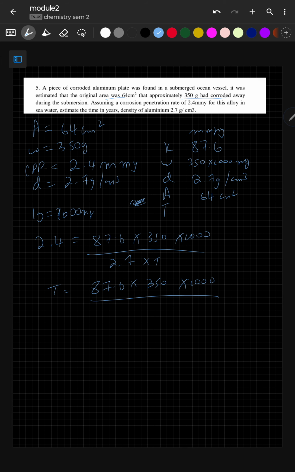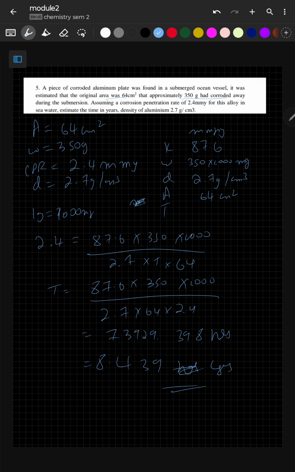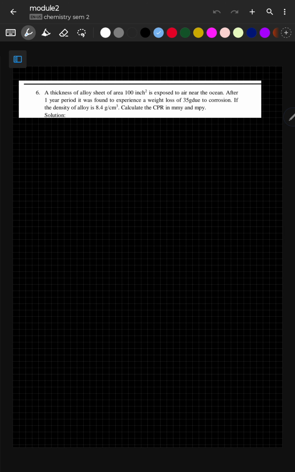I have taken density, I have taken time, I have not taken area. 2.7 into 64 into 2.4. Okay. 87.6 into 350 into 1000 divided by 2.7 into 64 into 2.4. Then I will get time as 73929.398 hours. So I convert this into years by dividing it by 365 into 24. Then I will get it as 8.439 years. Okay, let's go to the next question.